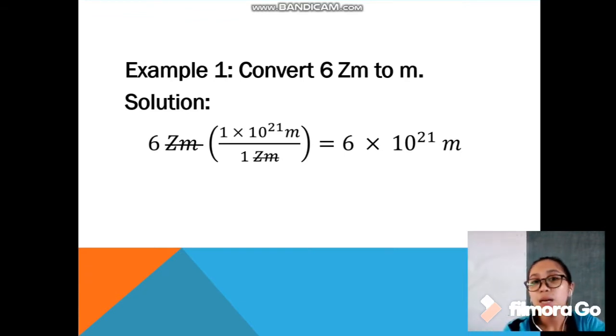But since we already have the target unit in meters, look at the numerator, there's no need for you to add or multiply by another conversion factor. It's because that is already the target unit. Then after the cancellation of units, do the process of the operation. So 6, multiply on the numerator, and then divide by the denominator, then we have 6 times 10 raised to 21 meters. And that is our final answer, because that is what is asked: to convert the given value into meters.